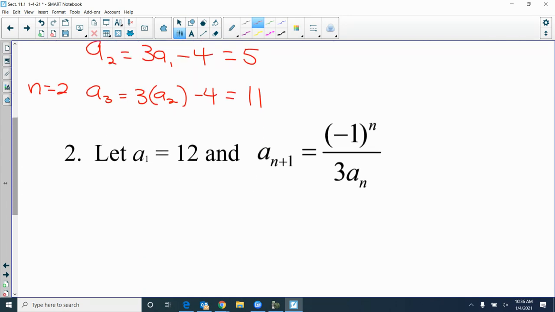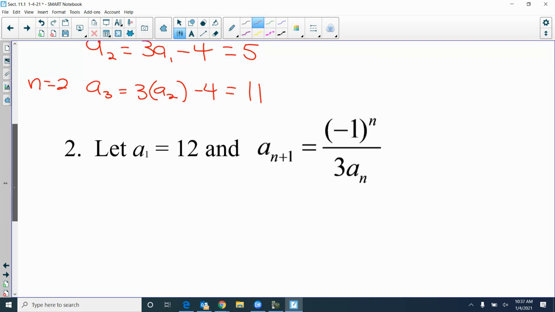Now this one is not quite as nice, but it's the same principle. All right, copy down. Make sure you copy down the formula there. I don't think it's down there. a sub n plus 1 equals negative 1 to the n power times 1 over 3 times a sub n. All right, see if you can come up with the second term and then just stop. Keep it as a fraction, if it is a fraction. So the first term is 12.